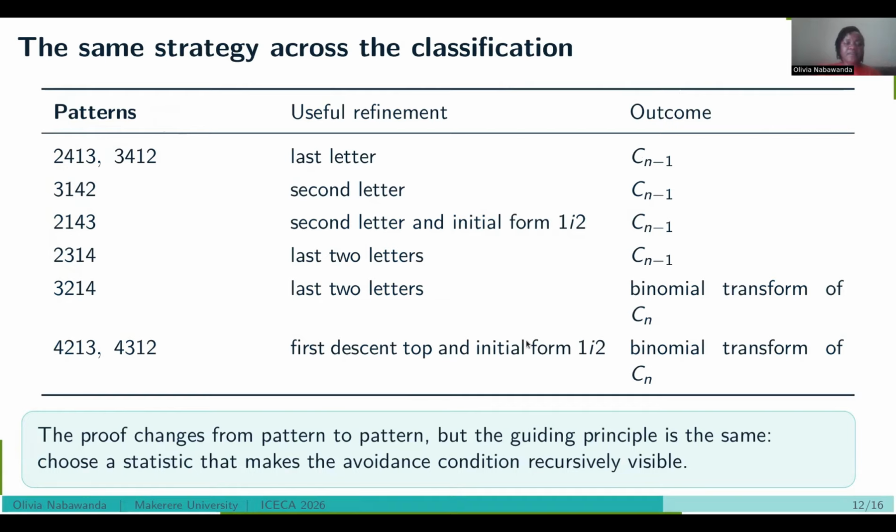And the main statistics that we use to refine are mostly the last letter, second letter, last two letters, and for the pattern 2143, we have the initial form 1, i, 2. All such flattened partitions have this initial form. And so the proof changes from pattern to pattern, but the main guiding principle is the same. We choose a statistic that makes the avoidance condition recursively possible.